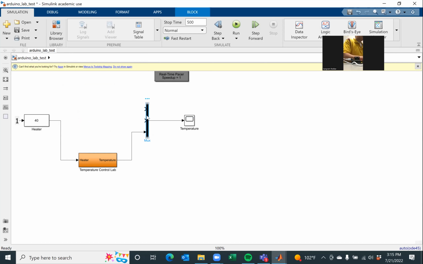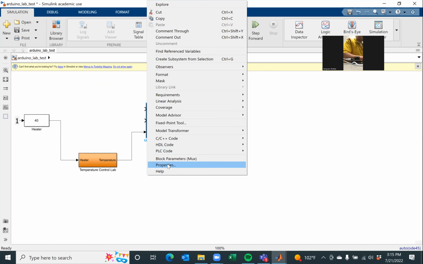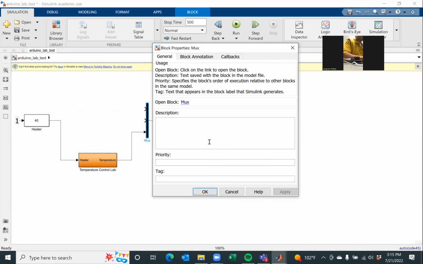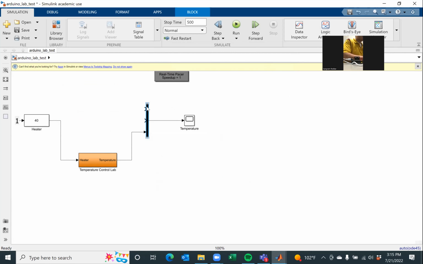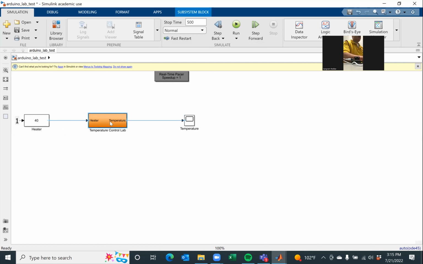Then next step is I'm going to double click here, properties, mux block. And what I want to do is I actually don't need a mux. So actually I can delete this. And now what I can do is I can actually connect this to this guy. Now what I have is a simple system. Do you agree with me?